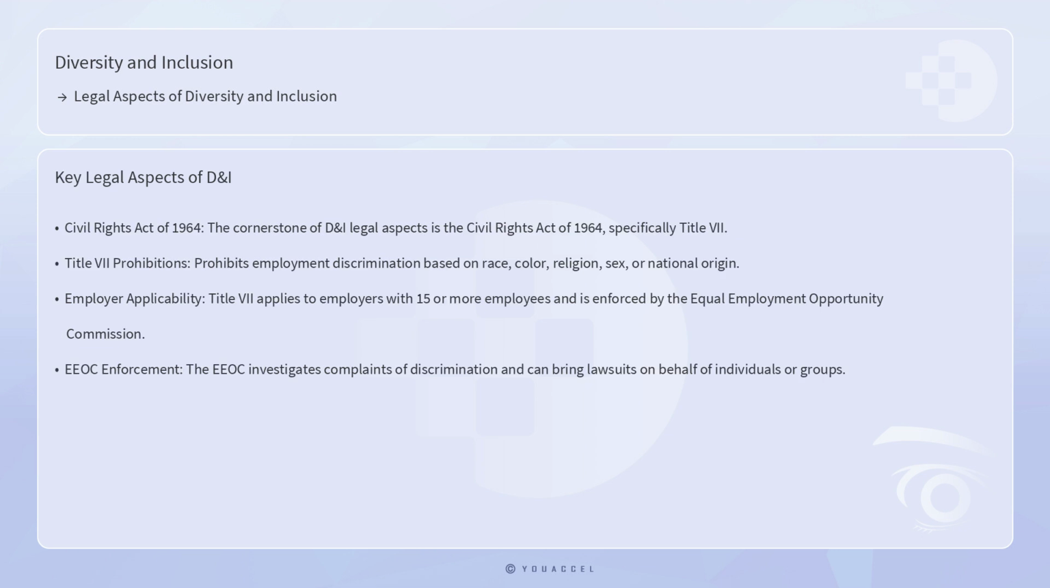The cornerstone of D&I legal aspects is the Civil Rights Act of 1964, specifically Title VII, which prohibits employment discrimination based on race, color, religion, sex, or national origin. This landmark legislation laid the groundwork for subsequent laws and regulations aimed at promoting equality in the workplace. Title VII applies to employers with 15 or more employees and is enforced by the Equal Employment Opportunity Commission. The EEOC investigates complaints of discrimination and can bring lawsuits on behalf of individuals or groups.